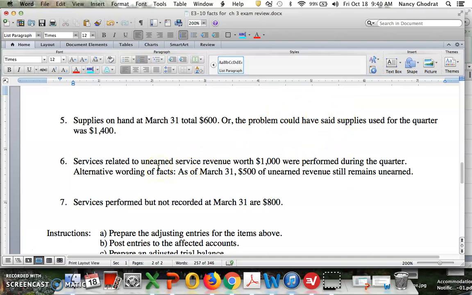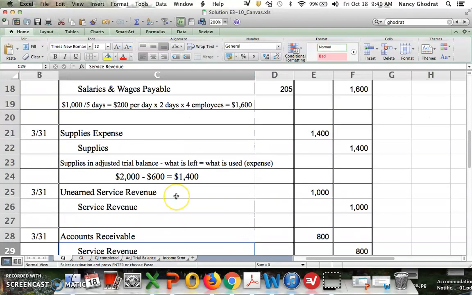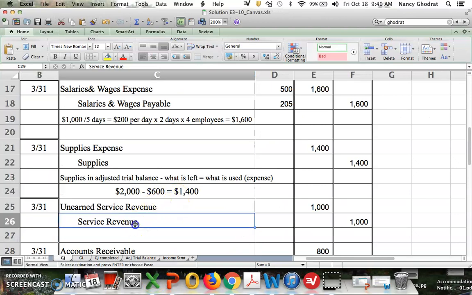For services related to unearned service revenue, there are also two ways of showing the same facts. We worked on the services related to unearned service revenue worth $1,000 that were performed, and therefore our adjusting entry was increasing service revenue, decreasing the liability unearned service revenue. So we debited unearned service revenue for 1,000, credited service revenue for 1,000.